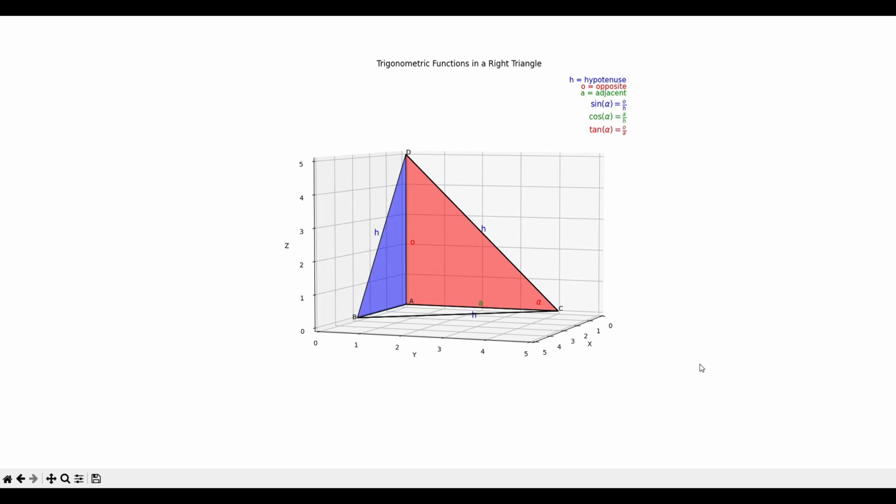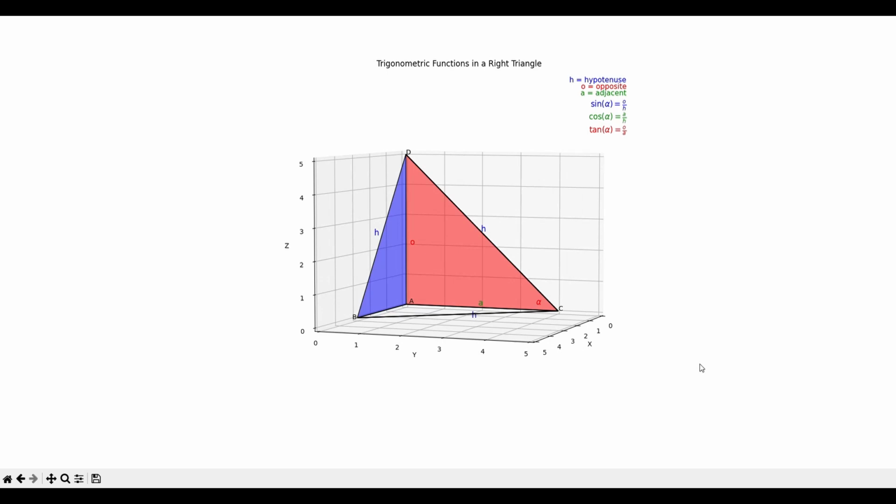Calculation of distances and lengths. In practical applications such as engineering, architecture, and physics, understanding right triangles in 3D space is essential for calculating distances, lengths, and dimensions of objects. For example, architects use trigonometric principles to design structures, and engineers use them to analyze forces and stresses in three-dimensional structures.